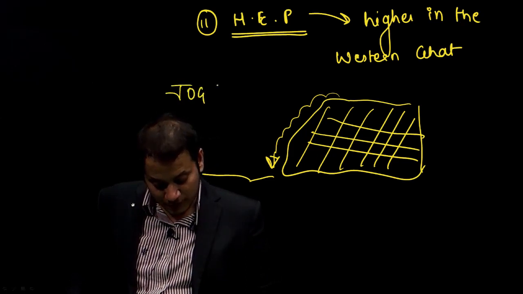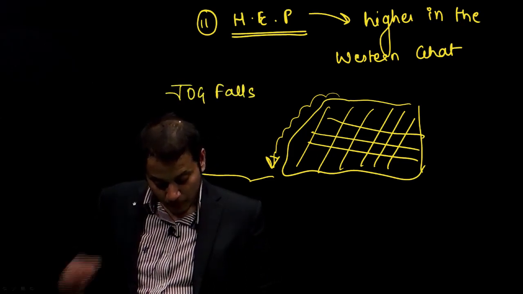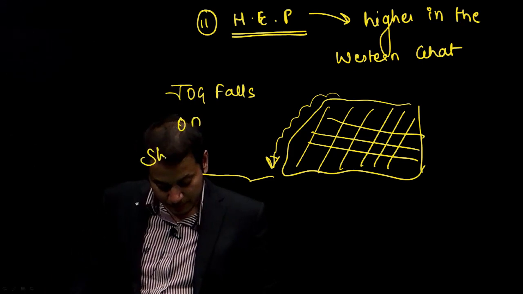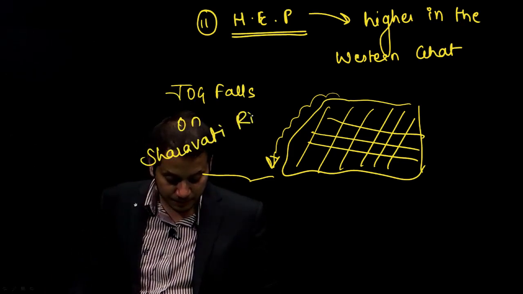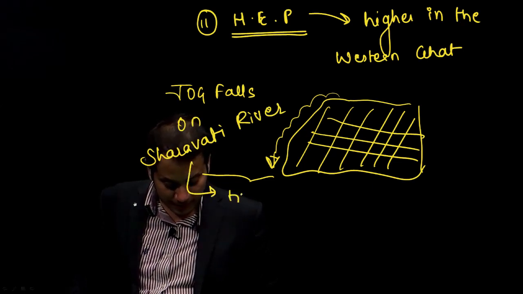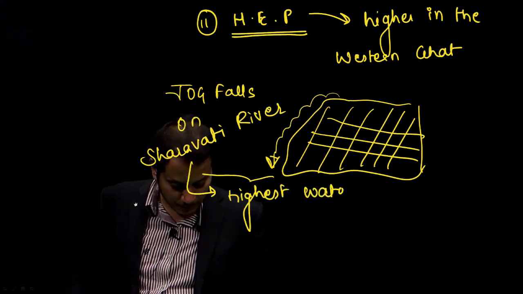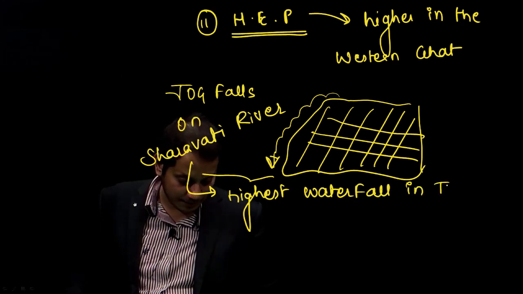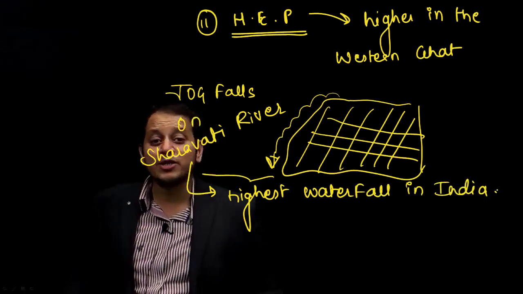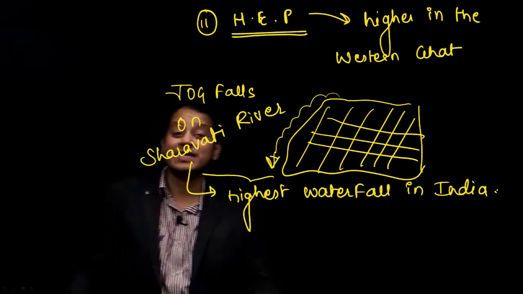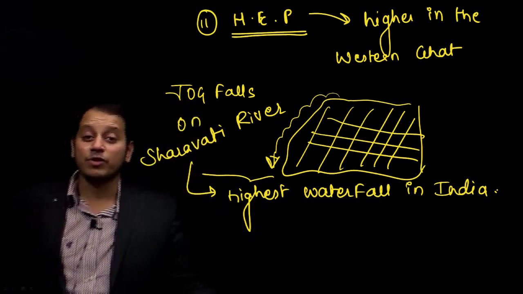Jog Falls on the Sharavati river is the highest waterfall in India. In fact, why is the HEP higher on the Western Ghat? Because it has a large number of waterfalls.